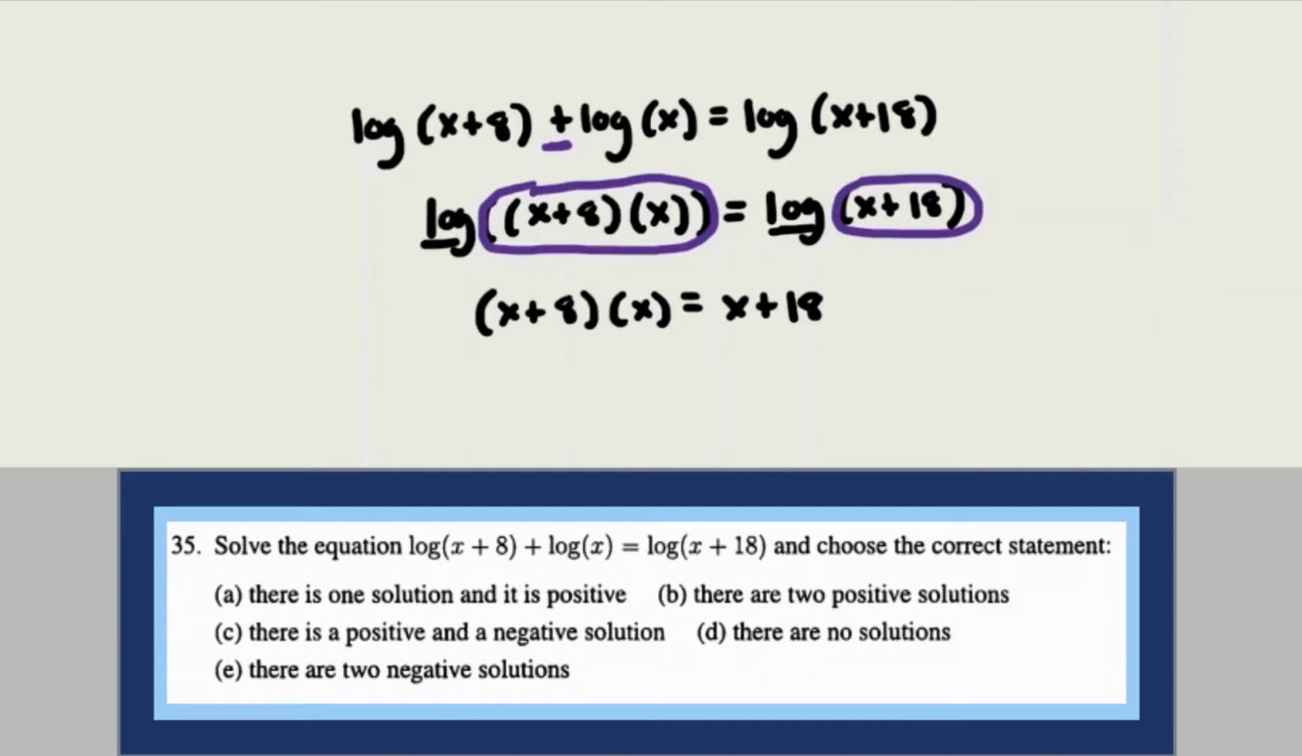Now that we have that, we're basically going to solve for x. The first thing I'm going to do is distribute this x to the x plus 8. So that will be x squared plus 8x equal to x plus 18. And then I'm going to try to get everything to one side so that it equals 0. So I'm going to subtract the x and the 18.